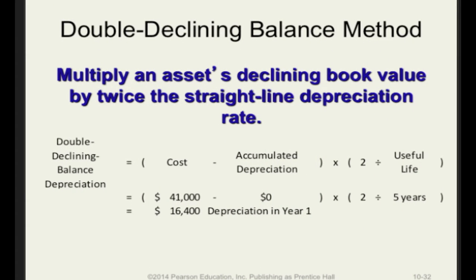The book value of the asset as of the beginning of each period is multiplied by twice the straight line depreciation rate. Each year, the book value of the asset will be lower than the book value of the previous year. For example, in year 1, Smart Touch Learning's truck will have $16,400 of depreciation, compared to only $8,000 depreciation using the straight line method.